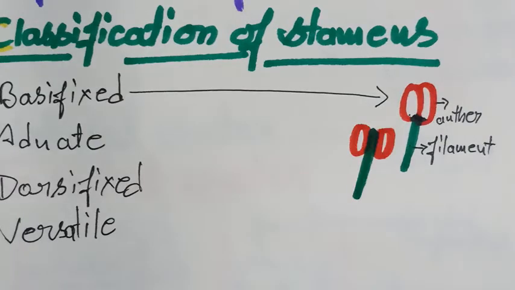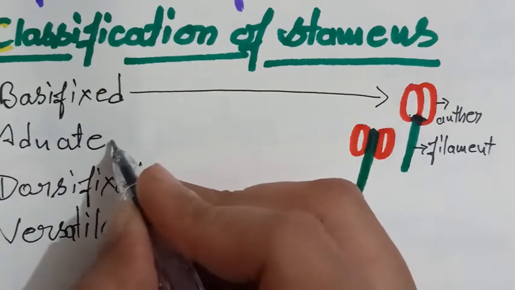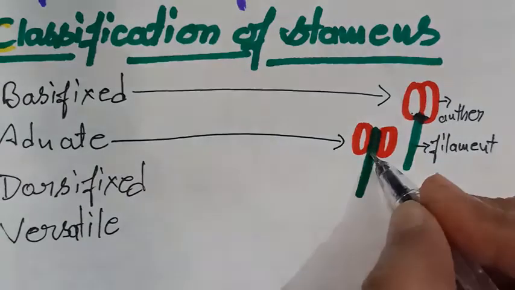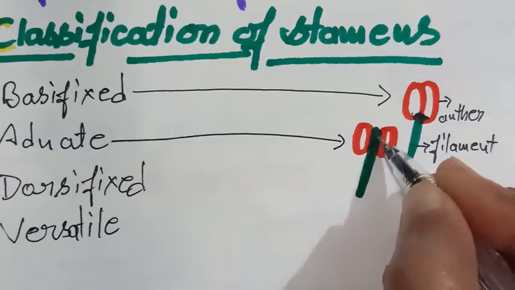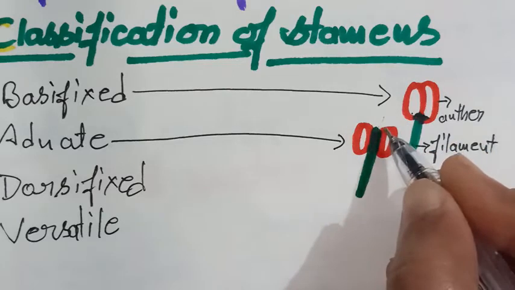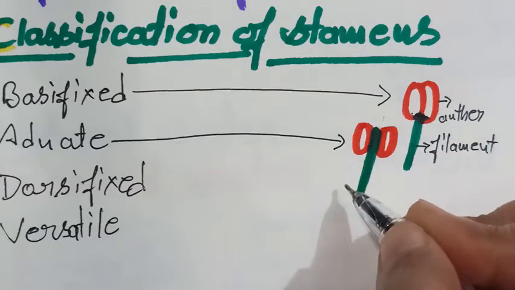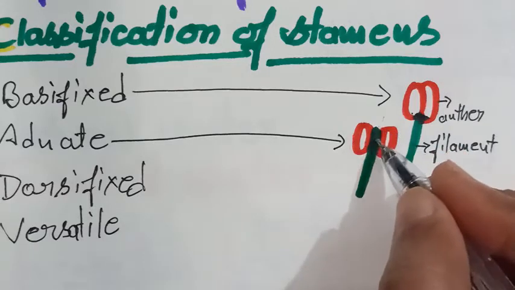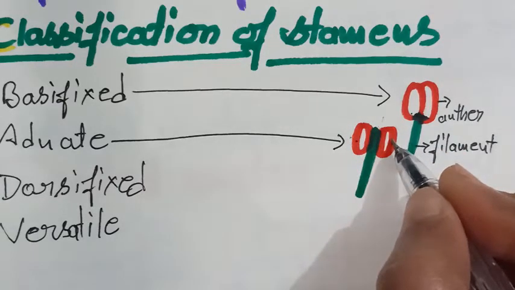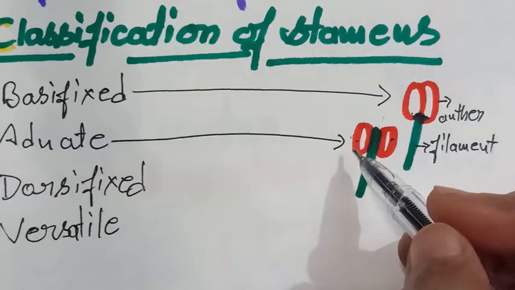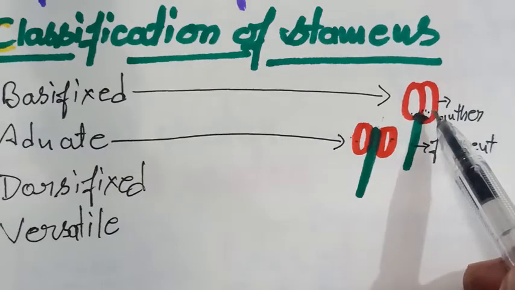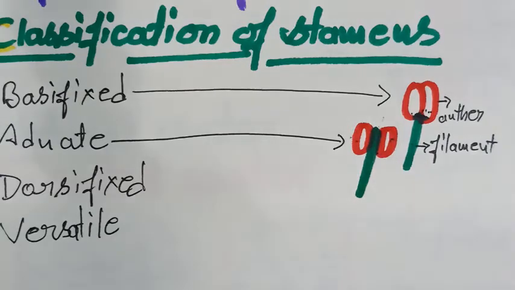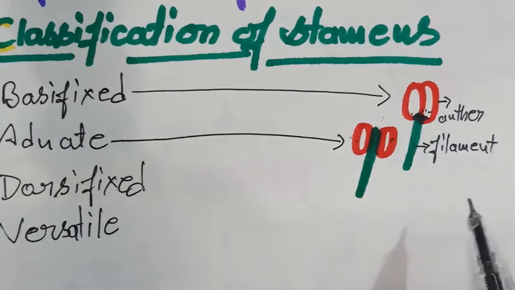Now next one is adnate. In adnate, the green color is showing the filament. This filament is extending throughout the length of the anther. It is present throughout the length of the anther in between the two lobes. You should also know their examples, like the basifixed is shown in mustard, in radish. The example of adnate is magnolia.